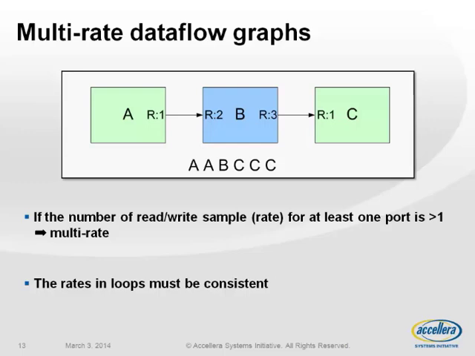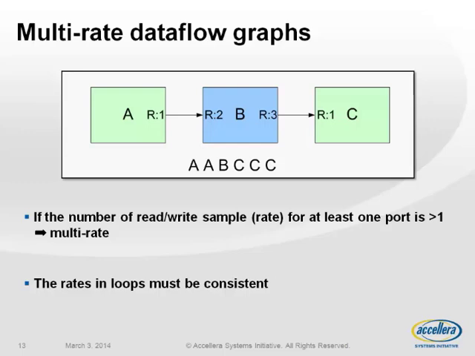SystemC AMS also supports multi-rate data flow. Multi-rate means that the rates are different from one, that is, the number of samples which are produced or consumed. In this case, we have a source which produces one sample per execution. We have this module B, which consumes 2 samples per execution and produces 3 samples, and module C, which consumes 1 sample per execution. And the resulting scheduling order is: first we have to activate module A 2 times, then we have 2 samples available, can activate module B, producing 3 samples, and then we can activate module C 3 times.